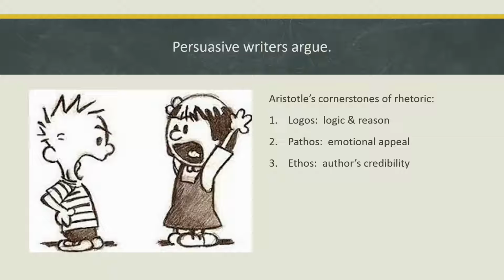2,500 years ago, Aristotle defined 3 cornerstones of rhetoric. Logos, the logic, reason, structure of an argument. Pathos, the emotional appeal, connecting with the human element, tugging at the heartstrings of the reader or hearer. And finally, ethos, the author of the argument's credibility.